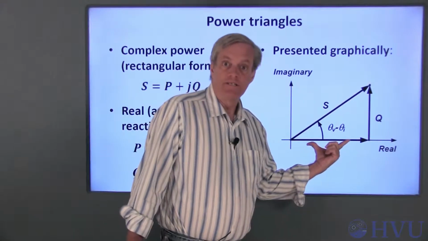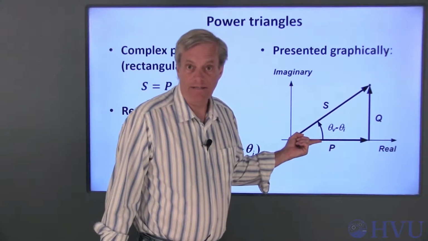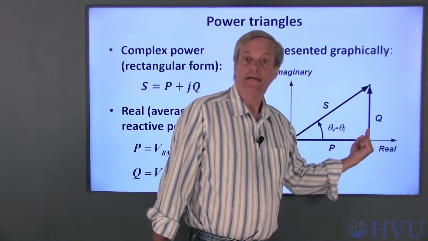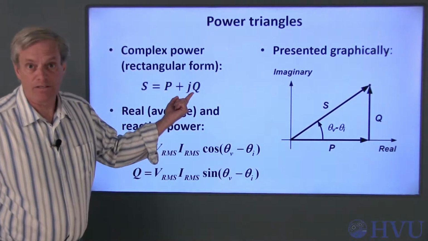The average power is the real part of the complex number. It's an arrow in the direction of the real axis. The reactive power is in the direction of the imaginary axis, since it's the imaginary part of the complex power.